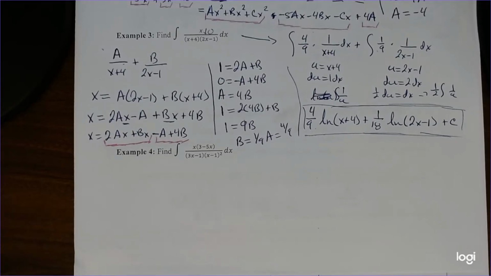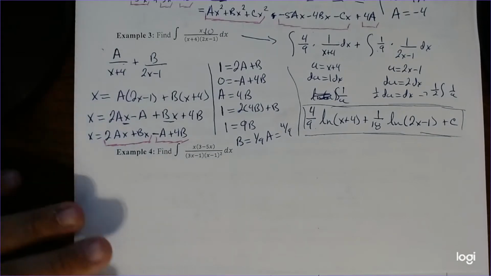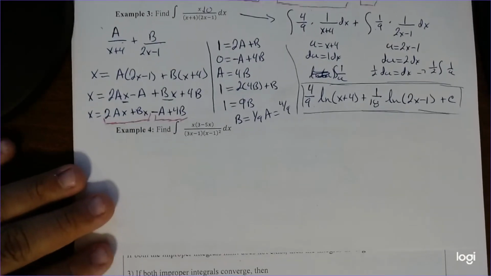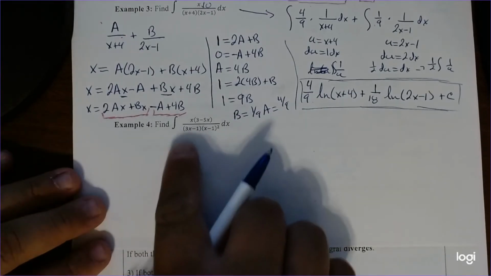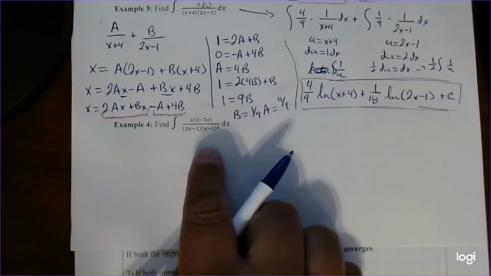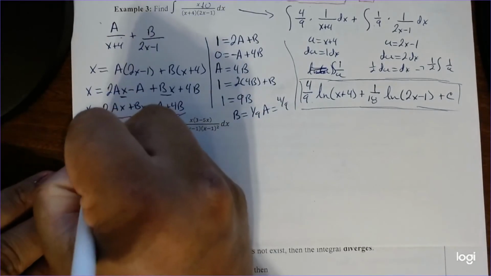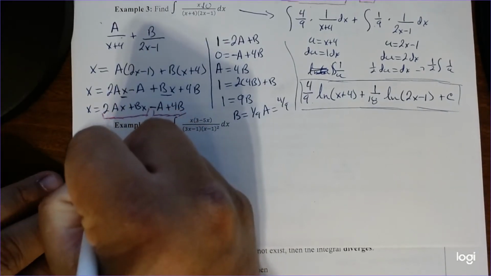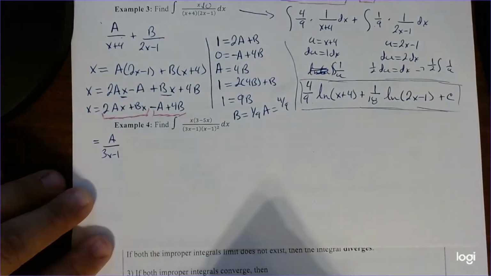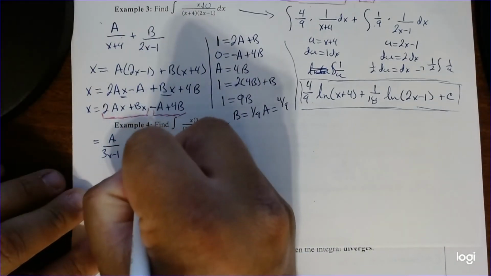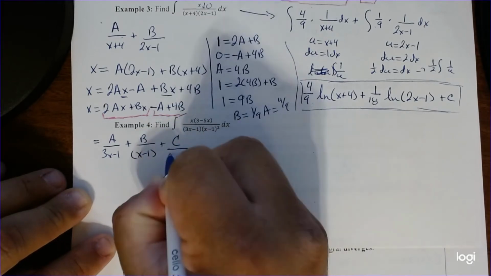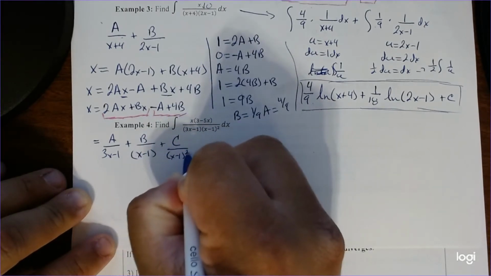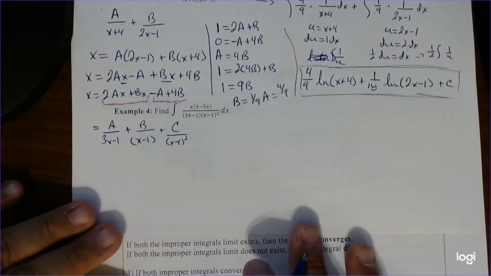Okay, so lots and lots of work for these types of problems. All right, so let's try another one down here. So again, the good thing is it's already factored, so we're going to do a little bit less work. So we're going to have A over 3x minus 1 plus B over x minus 1 plus C over x minus 1 squared. Just like that.